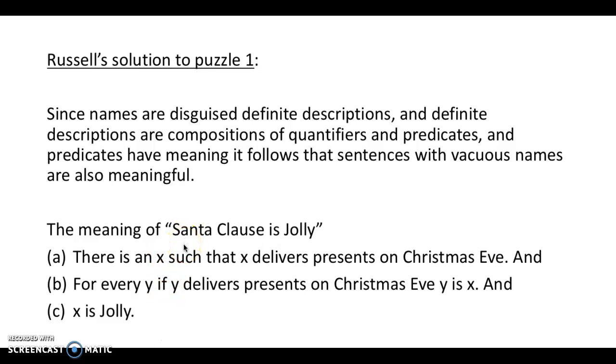So it has properties and quantifiers. It has the existential quantifier, there is an X such that, and so on. The predicate delivers presents on Christmas Eve, the universal quantifier, and so on and so forth. That is the information content, or the meaning, expressed by the sentence "Santa Claus is jolly." This is what gives the sentence its meaning. This is why the sentence is meaningful even though the singular term "Santa Claus" doesn't refer to anything. Even though there is no Santa Claus, the sentence is still meaningful because of this, according to Russell.